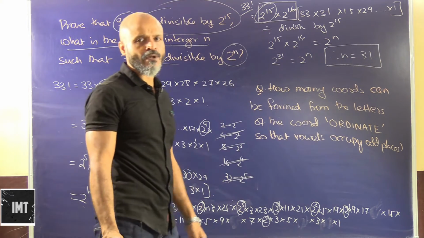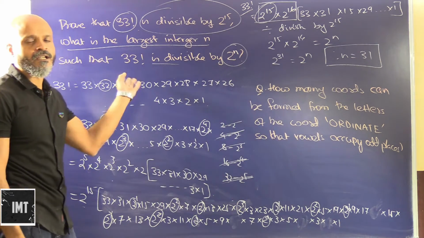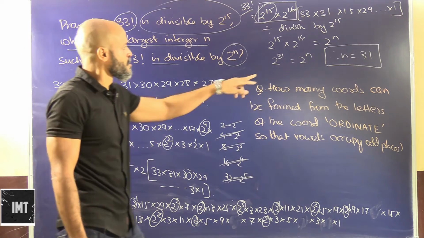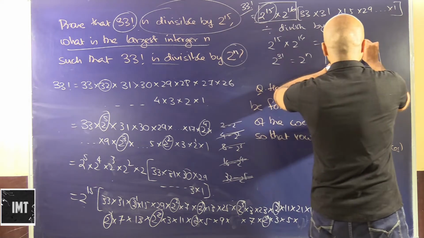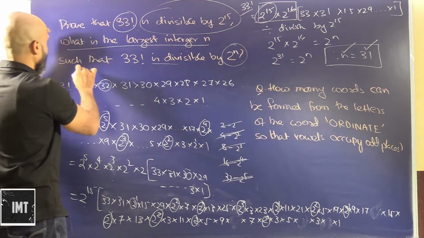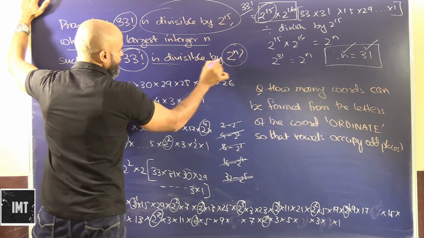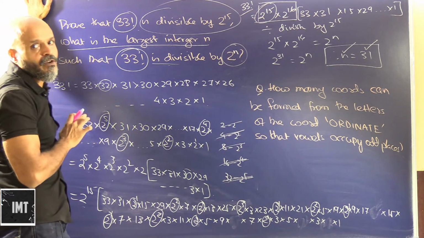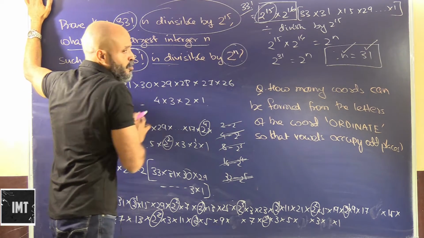Not a permutation question, but it is basically a question related to factorials. So here the largest number will be 31. Okay, here it has been asked such that factorial 33 is divisible by 2 to the power of n.